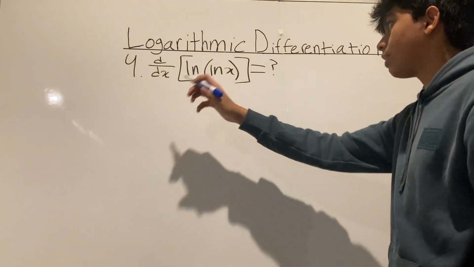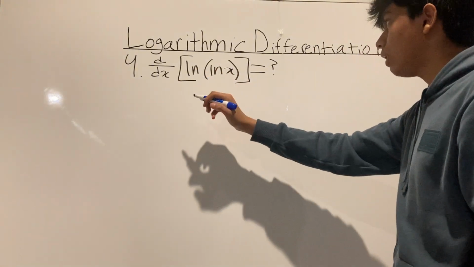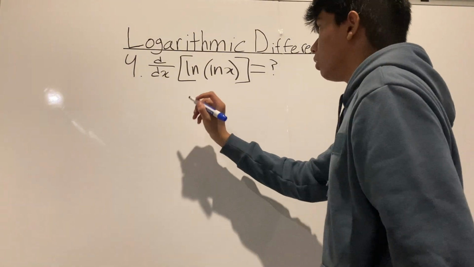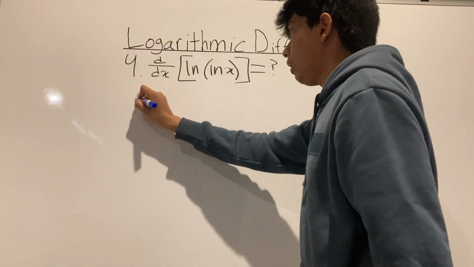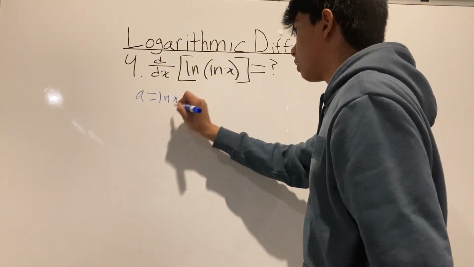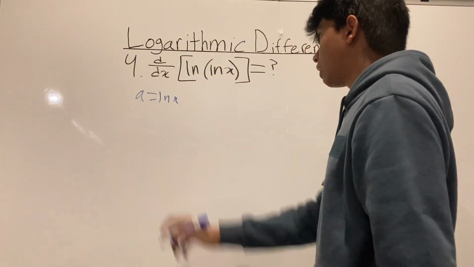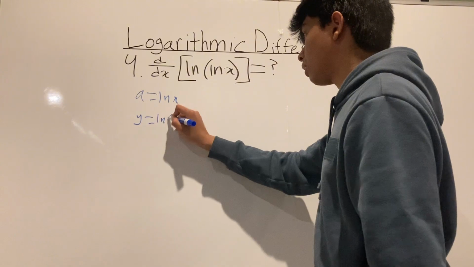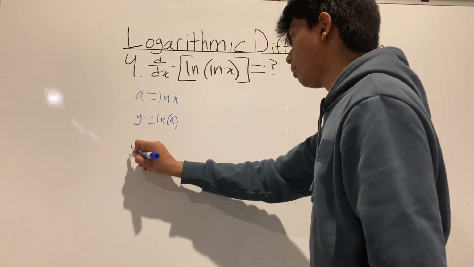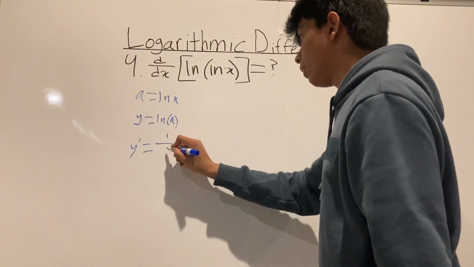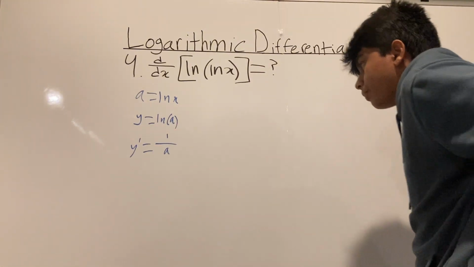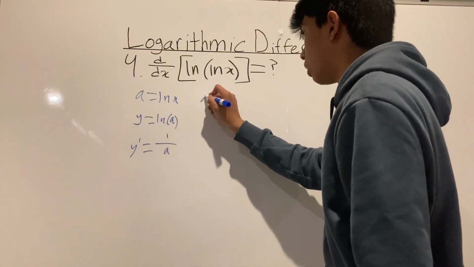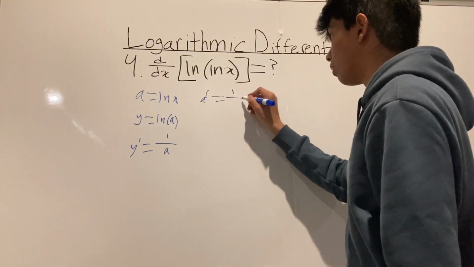Okay, question 4, we have an interesting one. Find the derivative of ln of ln x. But we can use the exact same thing we've been doing before. So let's use the chain rule. A equals ln x, which is the inner function, and the outer function is also ln. So y equals ln a, and y prime is just 1 over a. And now the derivative of a, the inner function, is just 1 over x. So a prime equals 1 over x.